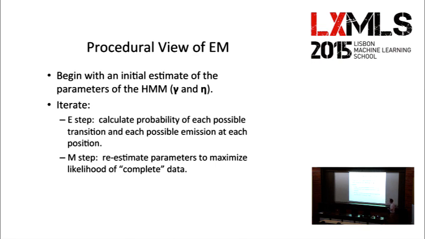Once we have those, we fix them as fractional counts of all the events in the model, and then the M step re-estimates the parameters given those fractional counts to maximize the likelihood of our pretend complete data. Okay, the E step is hallucinating what might happen at each state. The M step treats it as evidence and re-estimates the parameters.